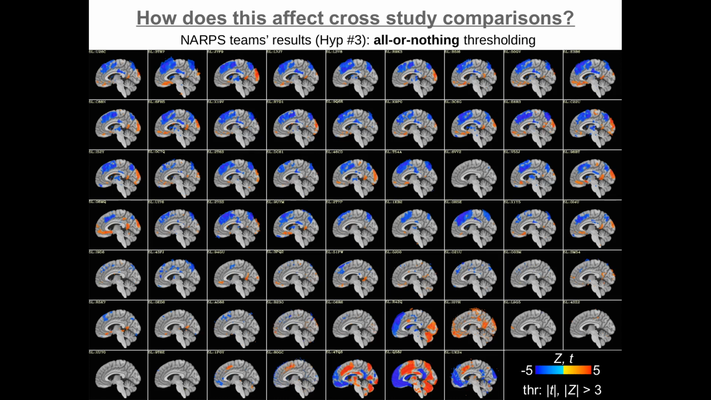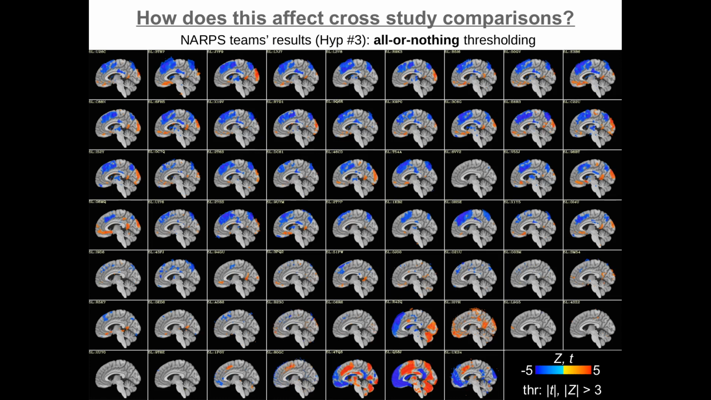So what we're looking at here is the same slice of statistical information for one of the hypotheses in the NARPS team's results. Of the 70 teams that submitted results, some of them had results that weren't usable or weren't unthresholded and things like that. So these are the set of all the teams' results that were interpretable. Same slice. And what do you notice here?